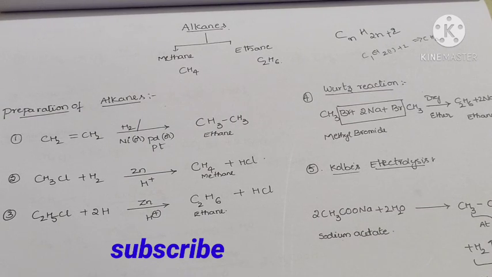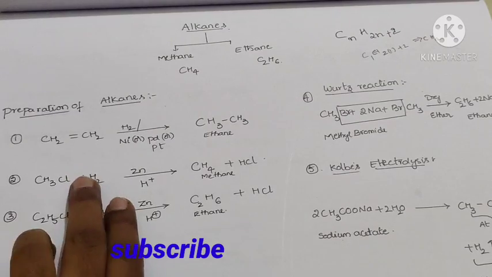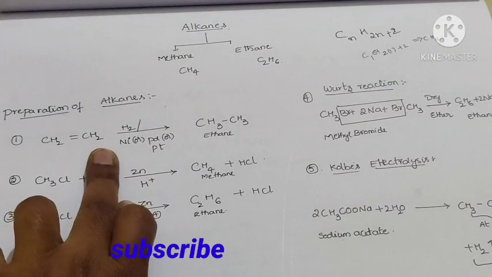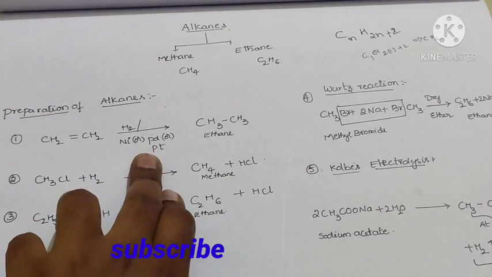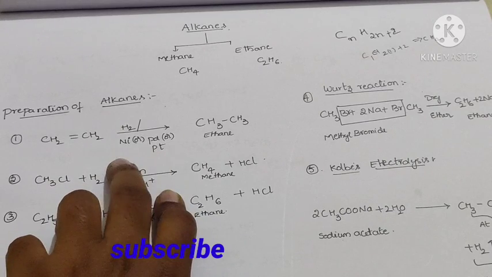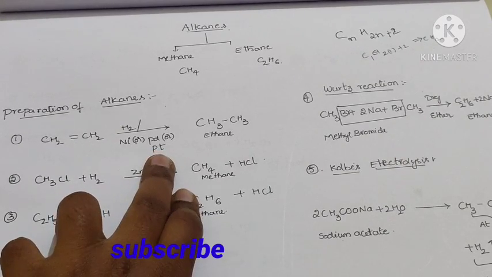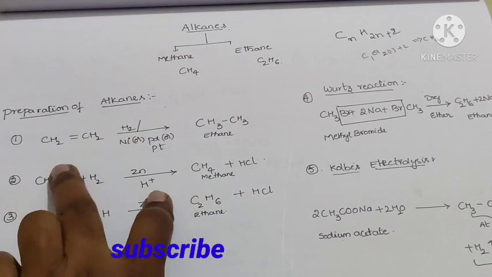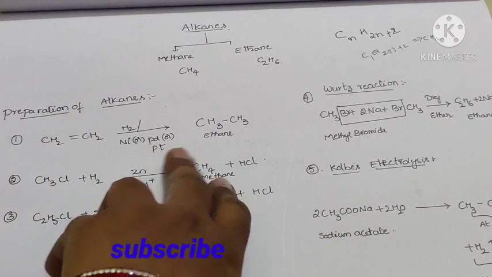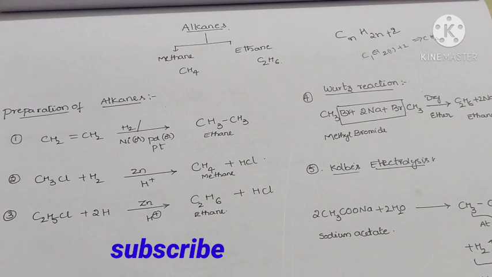Now, preparations of alkanes. To prepare alkanes, we should take ethylene in the presence of hydrogen and a catalyst like nickel, palladium and platinum. So we carry out hydrogenation of the ethylene compound to form ethane, CH3-CH3.